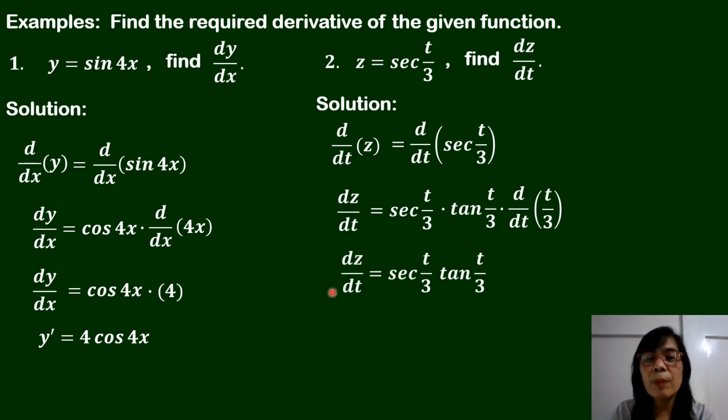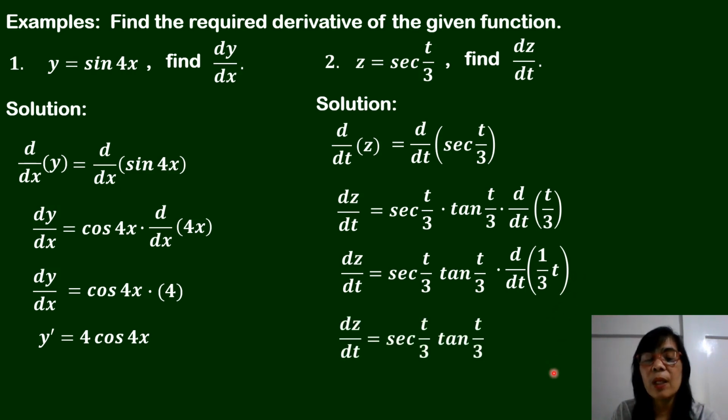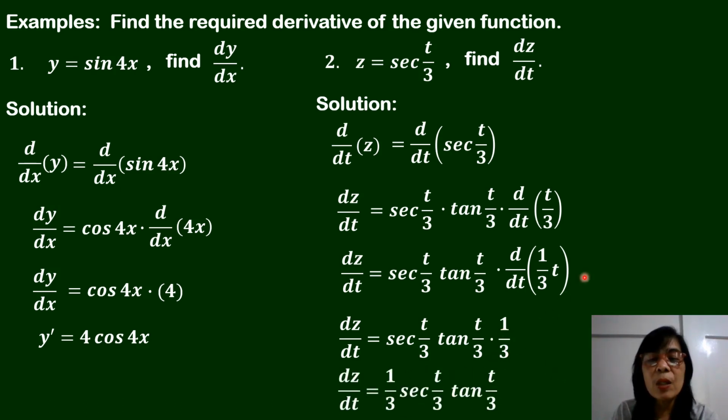Here we just copy, and notice that for the derivative of t over 3, we could have used the derivative of a quotient. But since 3 is constant, we can just factor out instead 1/3 times t. So we can apply here the derivative of a product. With 1/3 a constant and the derivative of t with respect to t equal to 1, that gives us secant t over 3 tangent t over 3 times 1/3. So we have our final answer. The derivative of z with respect to t is equal to 1/3 secant t over 3 tangent t over 3.